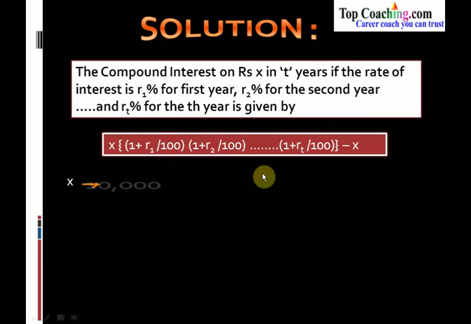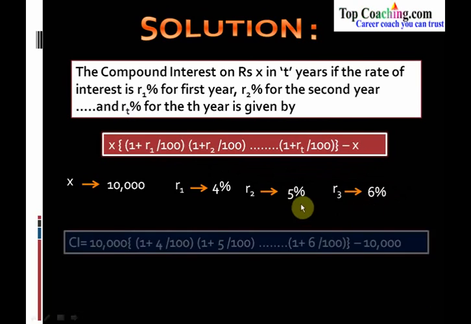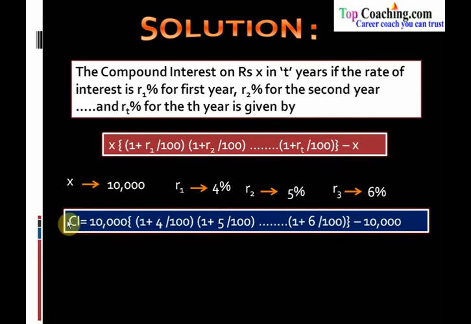Now in this problem, x is rupees 10,000, r1 is 4%, r2 is 5%, and r3 is 6%. So we get the value of CI, that is the compound interest, equal to 10,000 into, we simply substitute these values in this expression, 1 plus 4 by 100 into 1 plus 5 by 100 and so on up to 1 plus 6 by 100, minus 10,000.